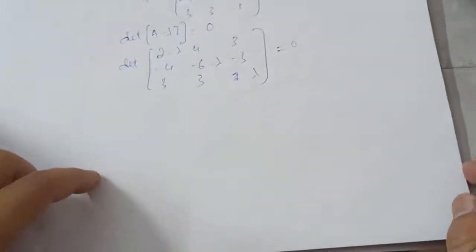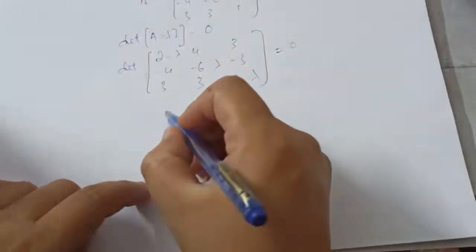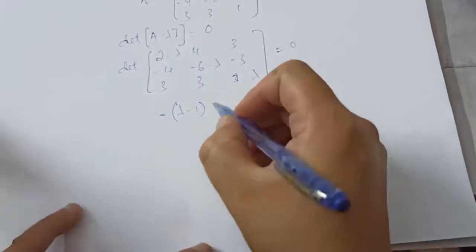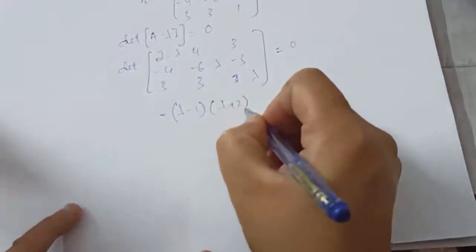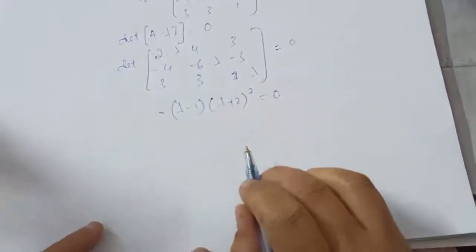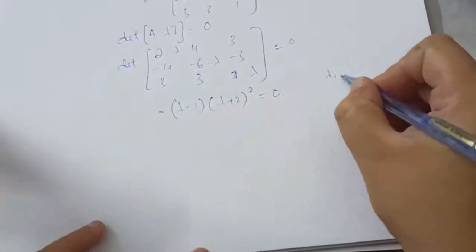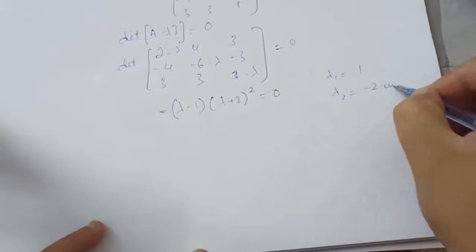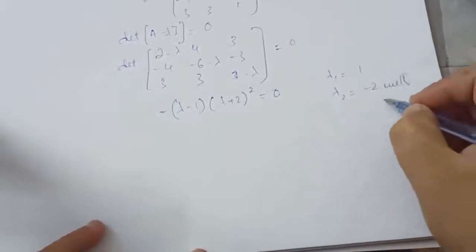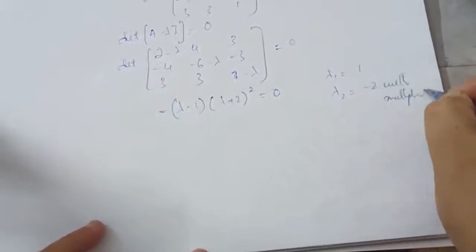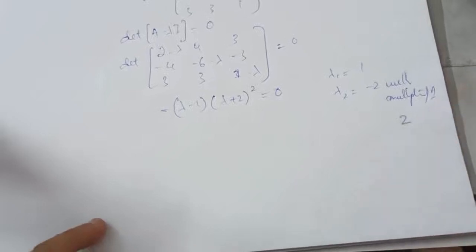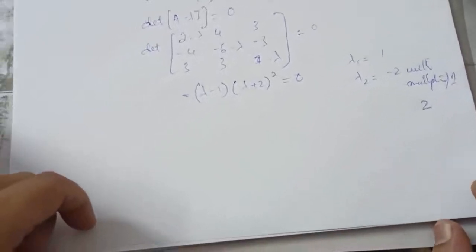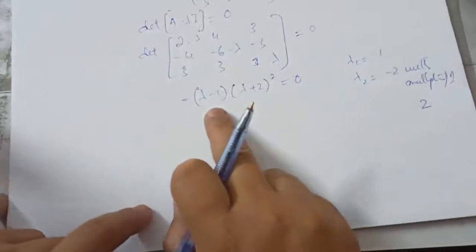Now if you solve them and find the corresponding values of lambda, you will get again this kind of characteristic equation. I'm writing it here, and you can solve it yourself as practice. The lambda values that we get are lambda 1 equal to 1 and lambda 2 equal to minus 2 with an algebraic multiplicity of 2.